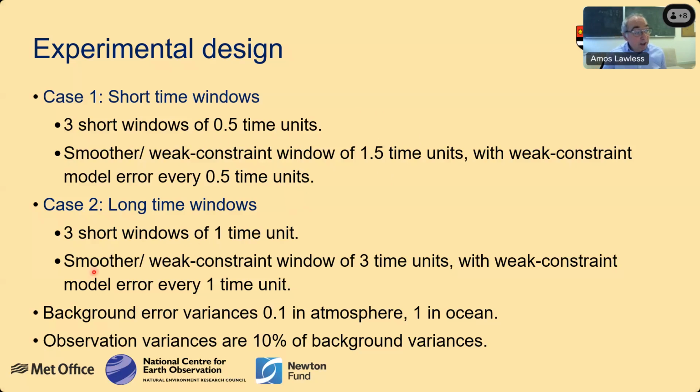Instead, for the long time windows, we're going to consider the whole period I just showed on the ensembles, 3 time units. So we'll have 3 short windows of 1 time unit each. Again, the smoother window will be over 3 time units. When we do the weak constraint, we'll have the model error at the end of each short window, so every 1 time unit. I'm just going to show a selection of experiments because of the limited time. The ones I'm going to show have background error variances of 0.1 in the atmosphere and 1 in the ocean, and the observation variances are 1/10 of these.